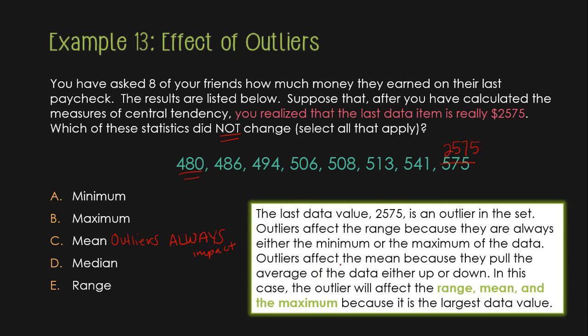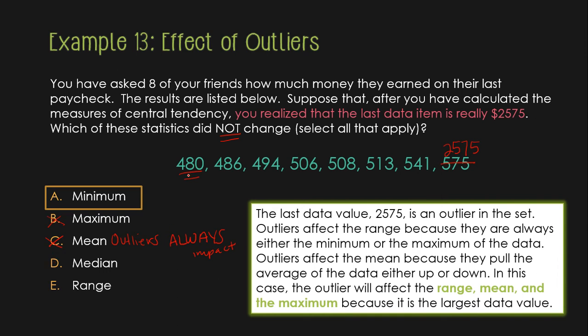Another way of looking at it is outliers affect the mean because they pull that average up or down. If you think about the tail, okay, it can pull the tail of your data to the right or to the left. So in this case, the outlier is going to affect things like the mean, okay, because outliers always affect the mean. We already talked about how it didn't impact the minimum. It did change our maximum in this case.